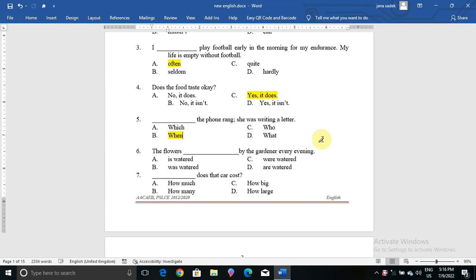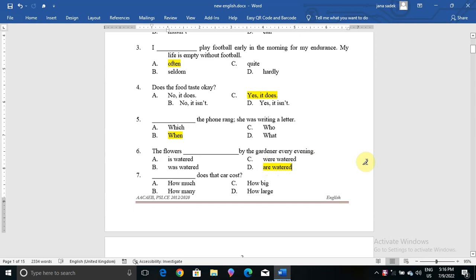Okay, how can we use is or are? Which one will we use, is or are? First of all, we look at the word before the verb, which is what? Flowers. Flowers here is plural, it's not singular. So that means it will take "are watered." The flowers are watered by the gardener every evening. So the correct answer for question number 6 is D, are watered.